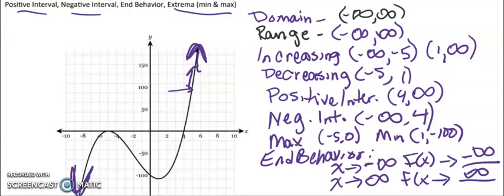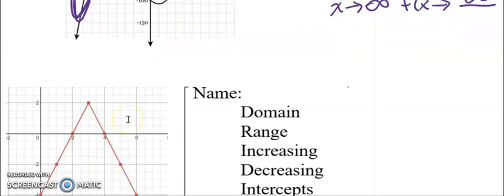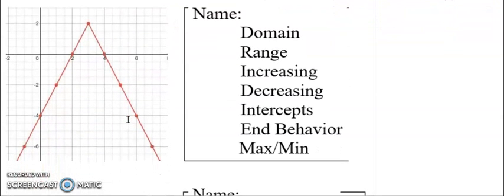Okay? So let me give you a different kind of picture. Let's see what we come up with. Oh, these look familiar. This is an absolute value. That's right. So let's talk about the properties of this. Domain, that's your x's. So if this graph continues, we will use all the x's. So that's going to be negative infinity to infinity.